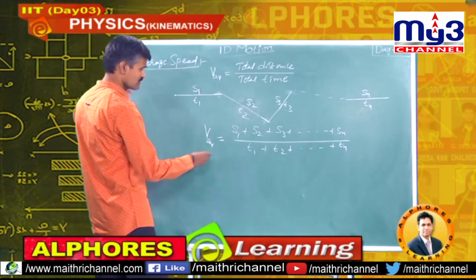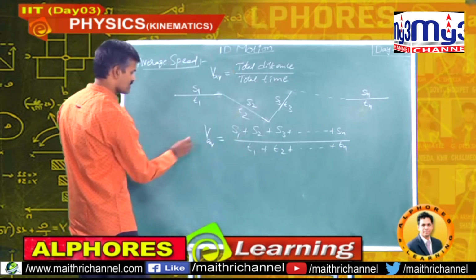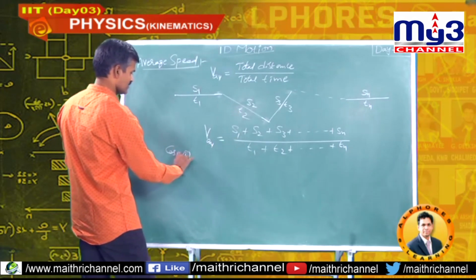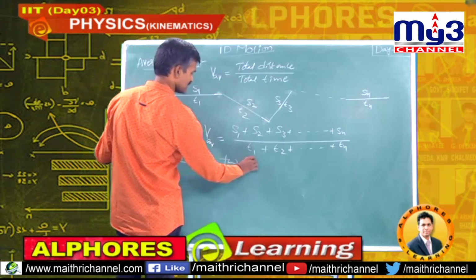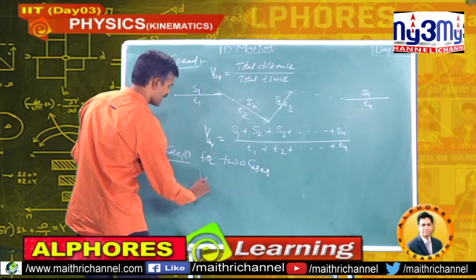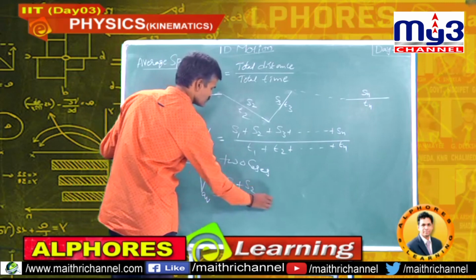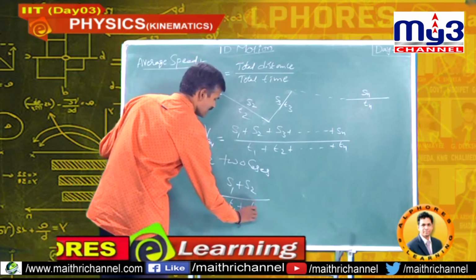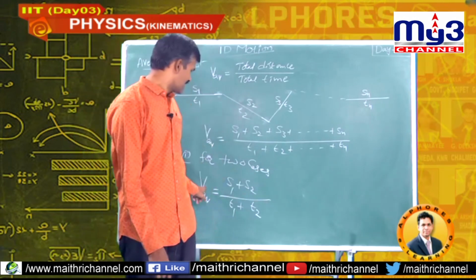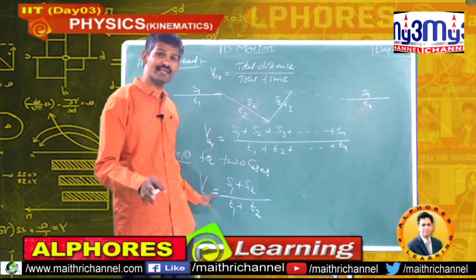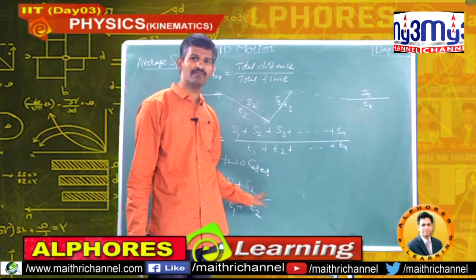Suppose we consider only 2 cases. Then V average is S1 plus S2 divided by T1 plus T2. This is the average speed for 2 cases. If you want to calculate for 3 cases, you can write it as S1 plus S2 plus S3 divided by T1 plus T2 plus T3.